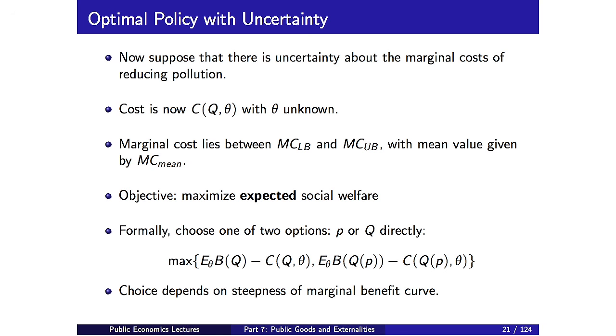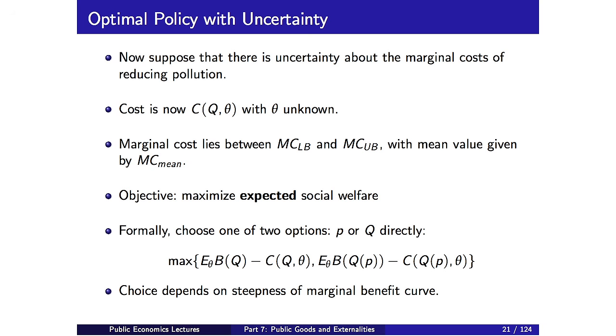So formally, mathematically, what I want to do is choose one of two options. Either I choose P or I choose Q directly. And these generate two different expected welfares. If I choose Q directly, I get this expected value, so B of Q minus C of Q theta, taking the expectation over theta. And if I choose P, then the firm is going to choose Q given the P that I set, and then I'm going to get the expected value given whatever the firm ends up choosing, integrating over the thetas. All right?